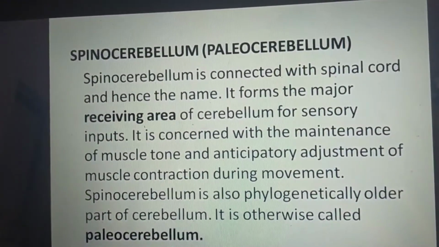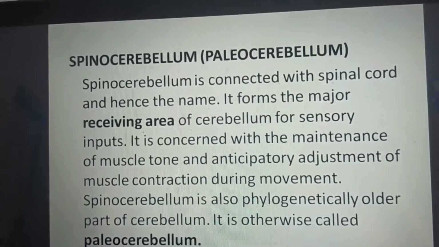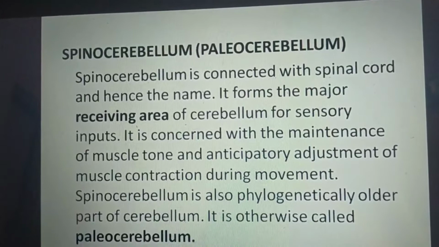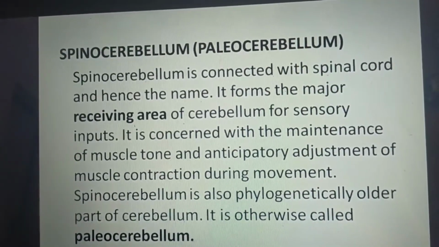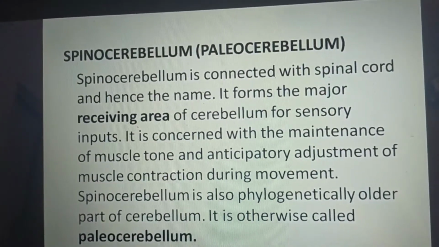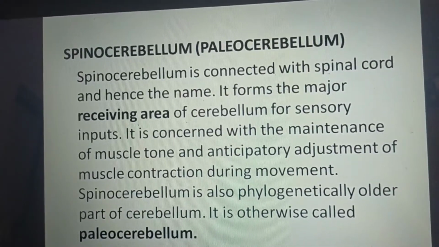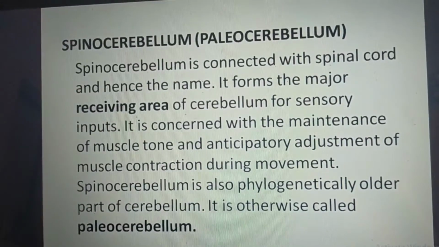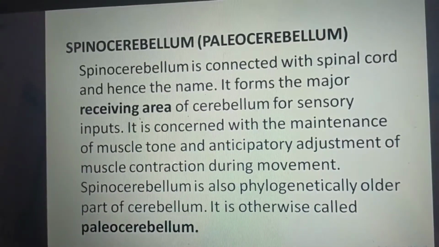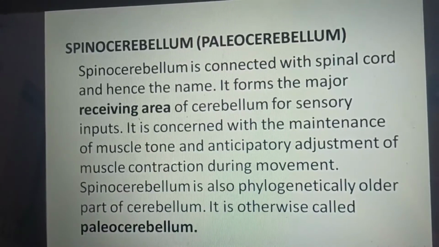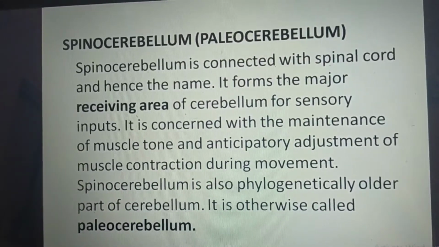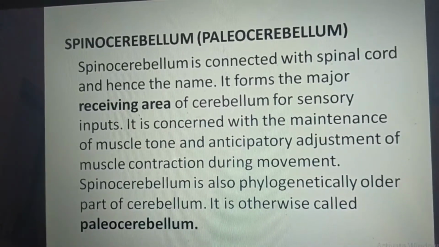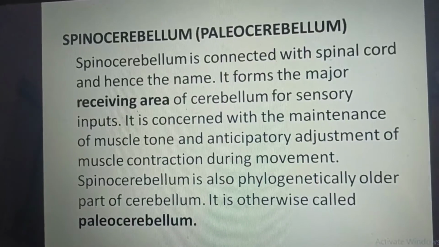Second division of cerebellum is spinocerebellum, which is also called paleocerebellum. Spinocerebellum is connected with spinal cord and hence the name. It forms a major receiving area of cerebellum for sensory inputs. It is concerned with the maintenance of muscle tone, anticipatory adjustment of muscle contraction during movement. Spinocerebellum is also phylogenetically older part of the cerebellum. It is otherwise called paleocerebellum.